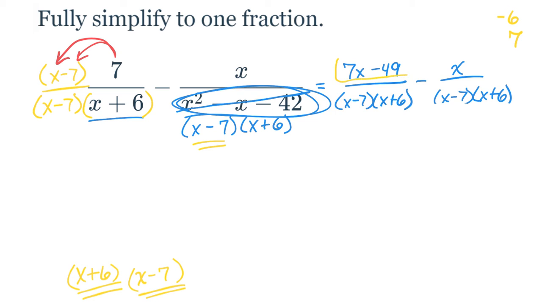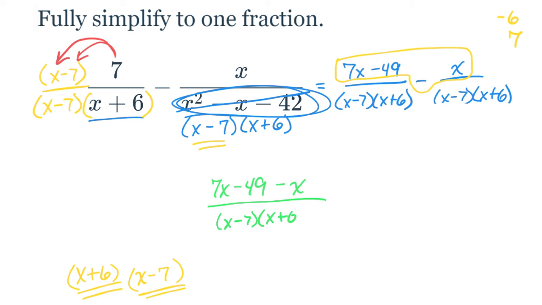So we have a common denominator, so now we can combine the top. When we combine the top, what we end up with is 7x minus 49 minus x. Move this over here. And then this again will be over x minus 7 times x plus 6. We have 7x minus x, which would be 6x.